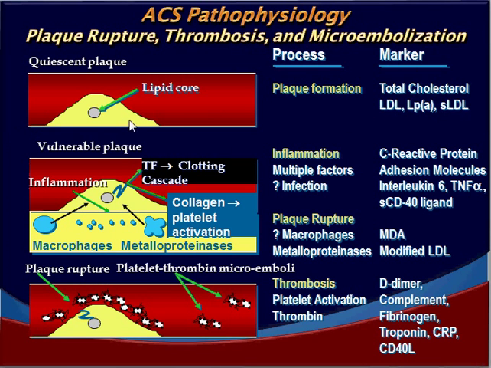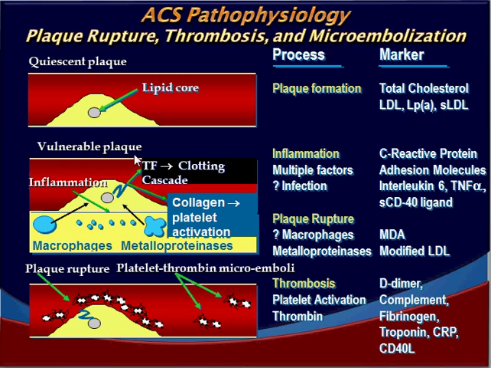This is very important for us to understand this concept. A quiescent plaque with a lipid core inside. The process is there is plaque formation. If you look at the blood, you see high total cholesterol, high LPA, high small LDL, high LDL. So these are the markers for plaque formation. To say whether there is plaque formation or not, if you know the patient is a diabetic, is a smoker, we know that there is plaque formation.